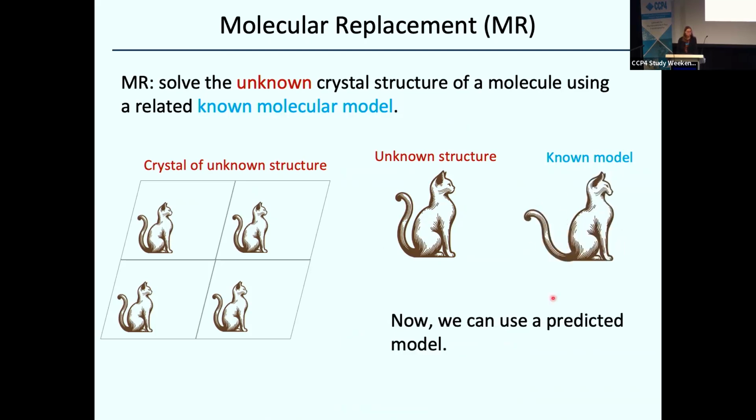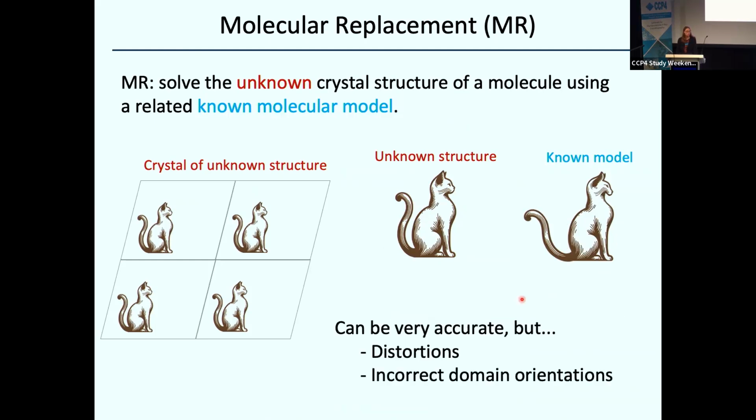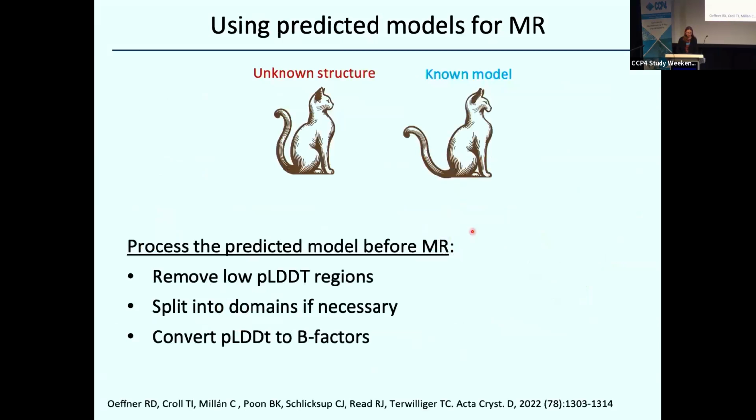So the cat now looks much more similar, but as we have seen, there are some regions in this predicted model where we can have distortions. Look at the head, that's a little bit different. And there can be incorrect domain orientations. The tail here is exactly the same, but it's differently oriented in the predicted model. So if we want to use predicted models for molecular replacement, we have to process them. That involves removing low pLDDT regions, splitting the model into domains if necessary, and converting the pLDDT values to B factors.